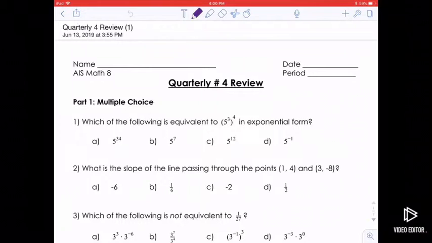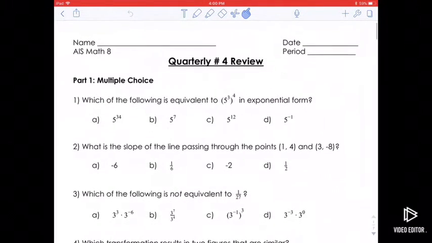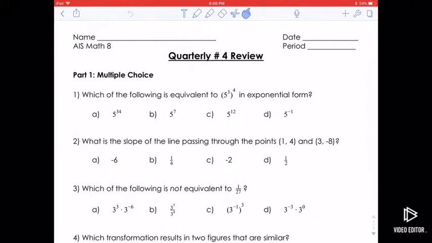Okay, so looking at 8th grade math, quarterly review number 4. Multiple choice questions. Number 1, which of the following is equivalent to 5 cubed and the whole thing raised to the 4th power?